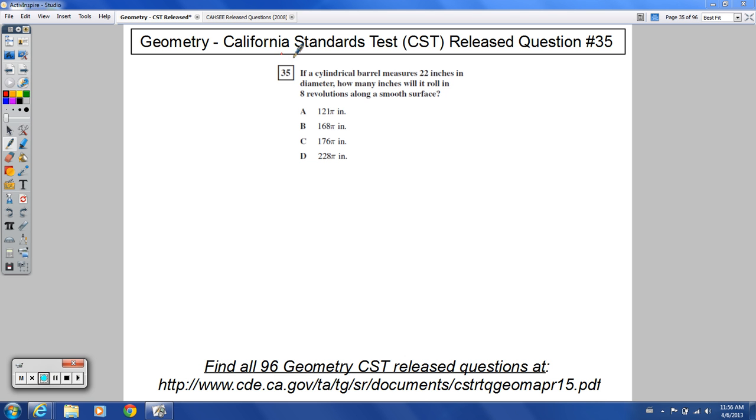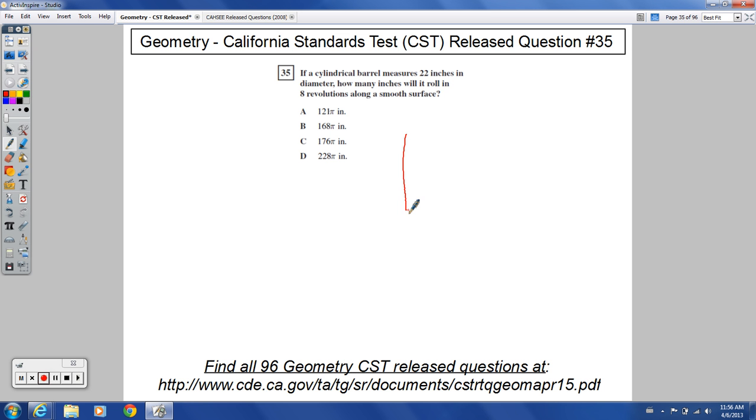Welcome to Geometry CST release question number 35. It says if a cylindrical barrel measures 22 inches in diameter, how many inches will it roll in 8 revolutions along a smooth surface? So let's draw a picture of a cylindrical barrel.